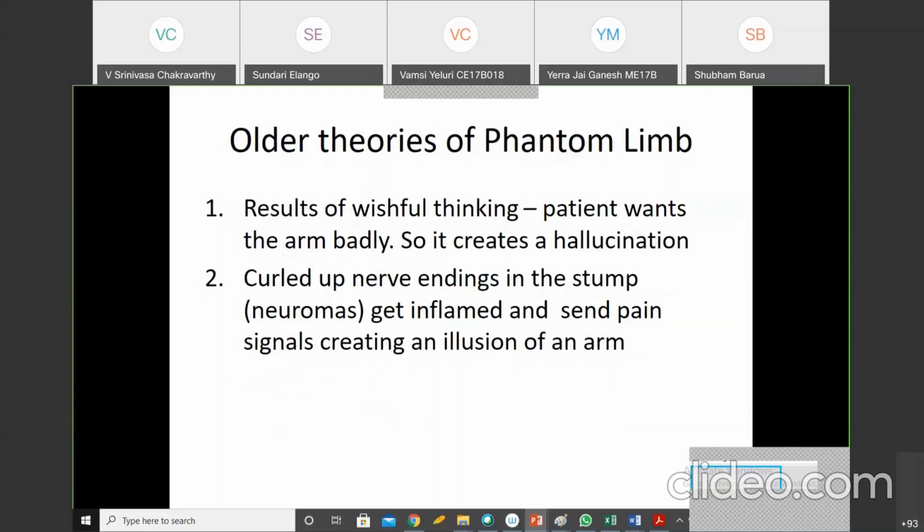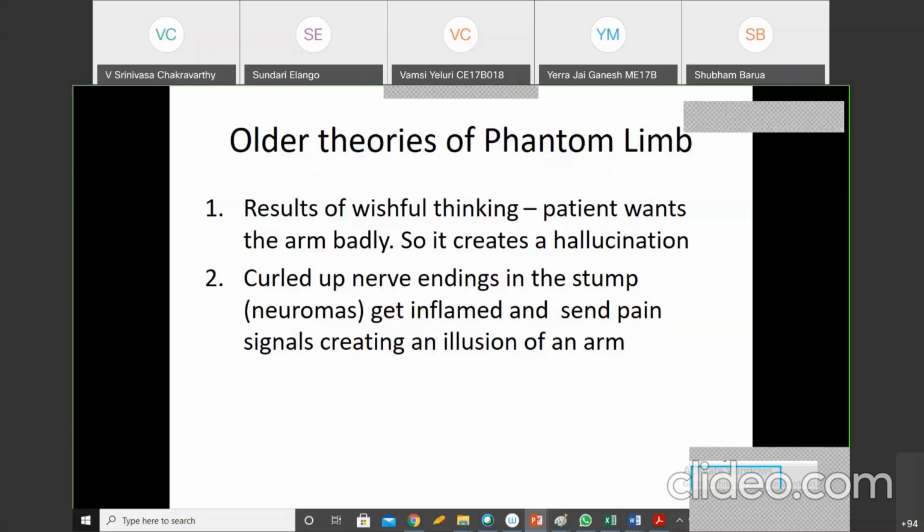There's a lot of folklore surrounding phantom limb because initially people didn't understand what it is and why it is happening. There are a lot of stories that were circulated. One simple theory is that it is because of wishful thinking. When a patient has had an arm amputated, the person badly misses the arm, or wants the arm badly. So this strong desire to have the arm back creates a kind of hallucination. This is one of the theories which is proposed.